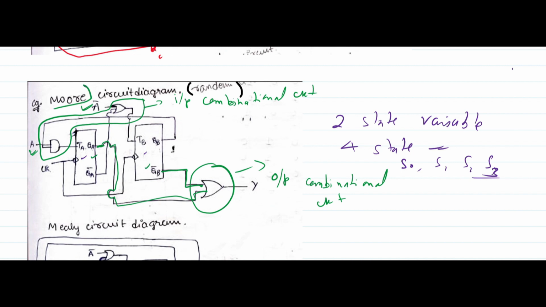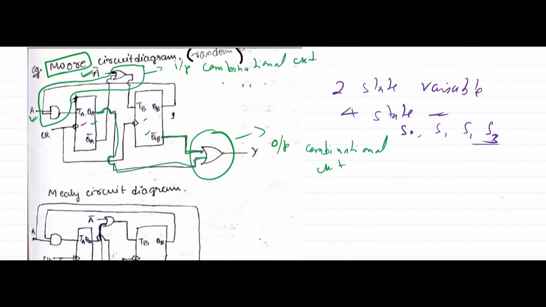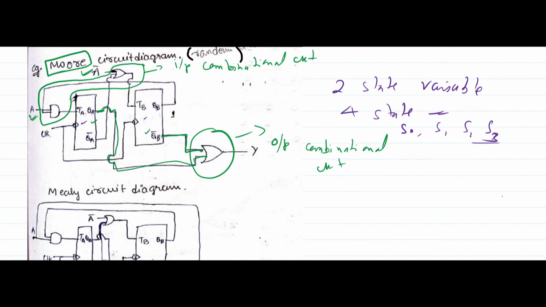So this is a Moore state machine, a Moore circuit diagram, not a state diagram, because the output depends only on the present state. Now if I want to design a Mealy machine, what should I do? One more thing: the remaining part is your flip-flop or memory element part. So all three blocks are there.